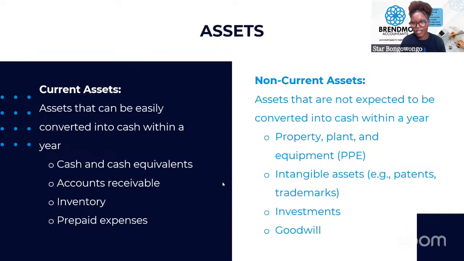So when we're saying within the upcoming year, we're saying that if your year end is February 2024, you're not expecting to sell the asset between March 2024 and February 2025. When you're not expecting to sell that asset within that time, it could be your vehicle or your properties, you put them under non-current assets. And then you would also have your patents, your trademarks, your investments, and your goodwill, if you're not expecting to convert them into cash within a year.